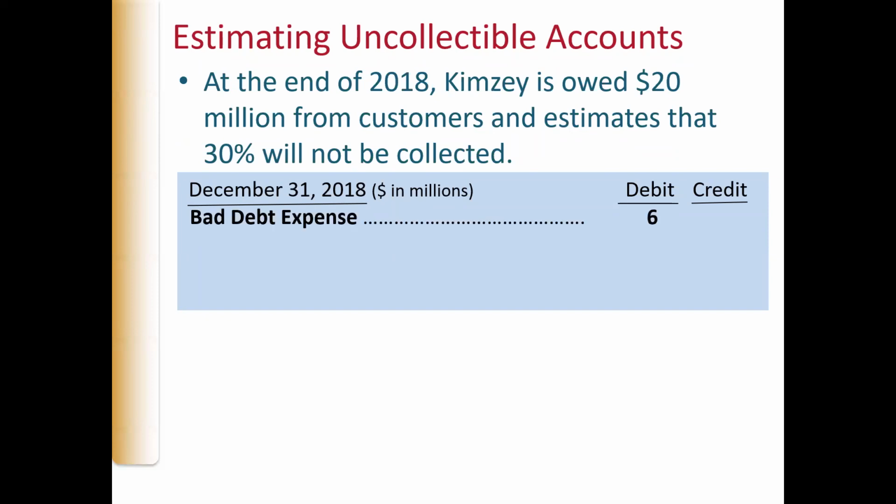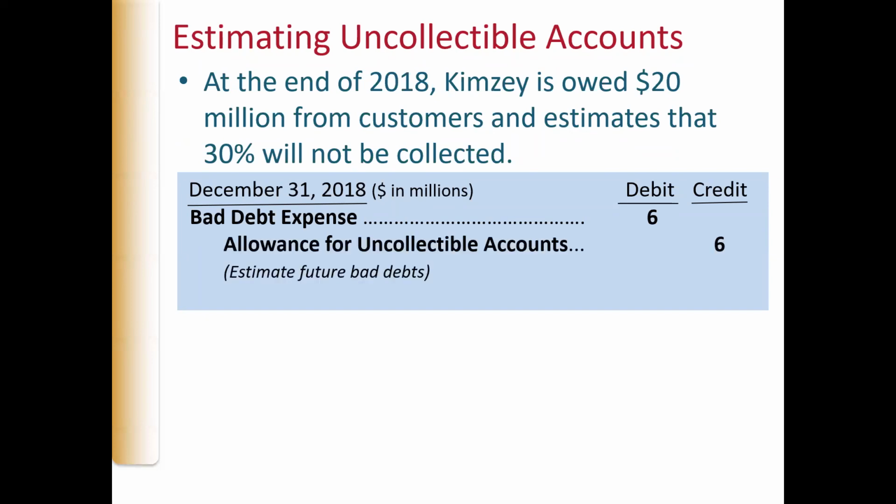So in that event, we debit our expense, the bad debt expense, but we credit this new account we are just seeing now, that's a contra account against our asset accounts receivable, called allowance for uncollectible accounts of $6 million. What does this do?